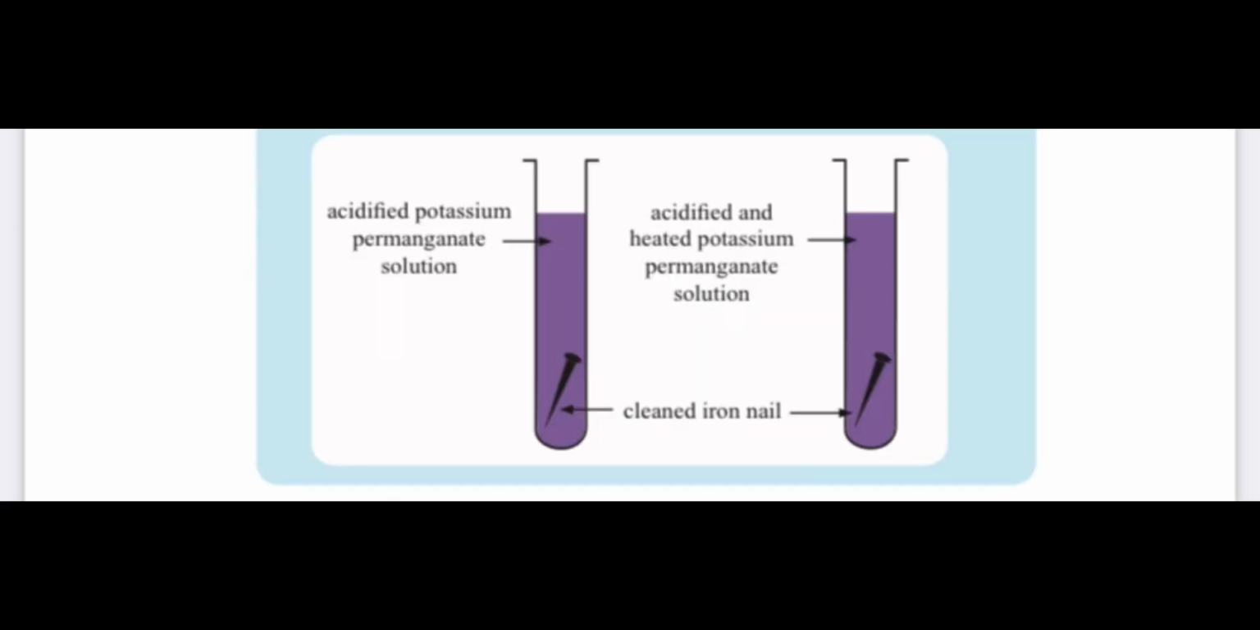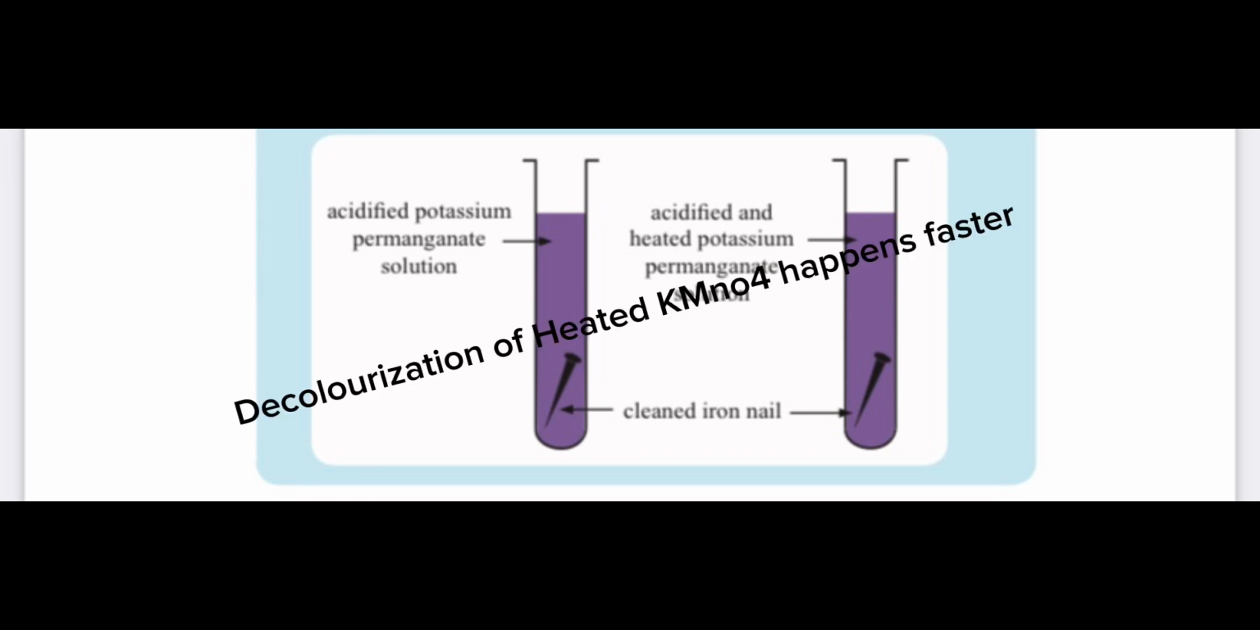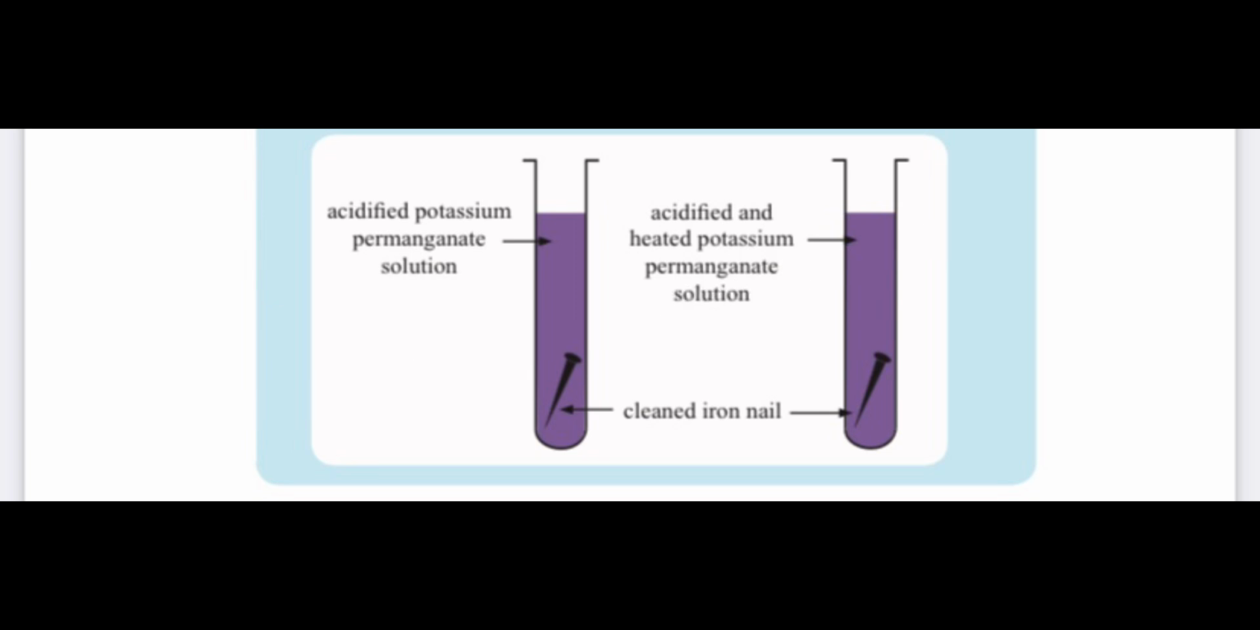In the next test, we are going to take two test tubes, one with a normal potassium permanganate solution and the other with a heated potassium permanganate solution, and we are going to put two iron nails into them. Here, the decolorization of the potassium permanganate solution will happen. We can observe that the decolorization in the test tube with the heated potassium permanganate happens rapidly.